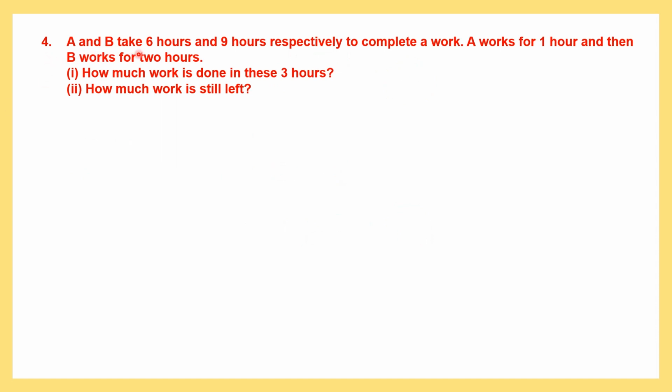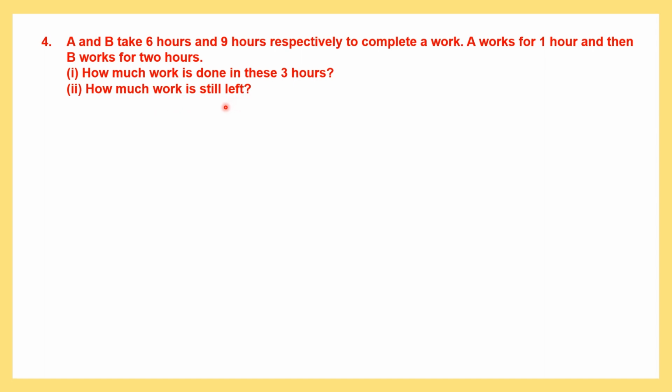Question 4. A and B take 6 hours and 9 hours respectively to complete a work. That means A takes 6 hours and B takes 9 hours. That's when we use the word respectively. Now A works for 1 hour and then B works for 2 hours. How much work is done in these 3 hours is the question. The first question. Second one is how much work is still left.